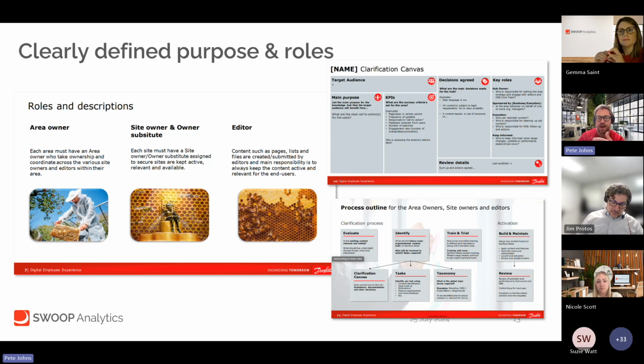And in terms of clarity of roles, they've got this great mapping out of the process outline for area owners, site owners, and editors. There's real clarity of purpose there. There's real clarity of task. So anyone they engage across the organization to take ownership is going to be clear on what's being asked of them, what they're being asked to do, how they're going to best be able to contribute, and what the confines of their remit are as well, which I think is an important piece.